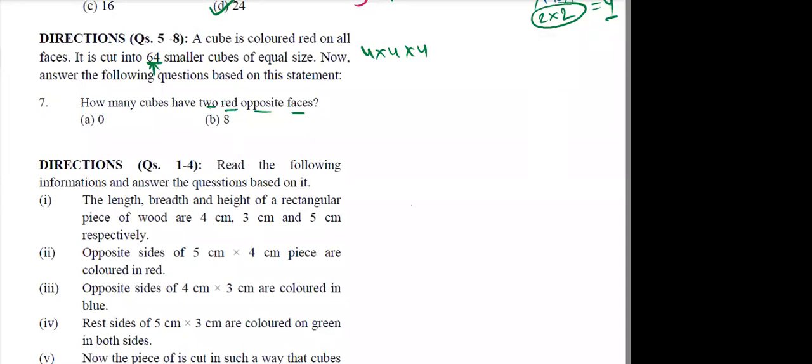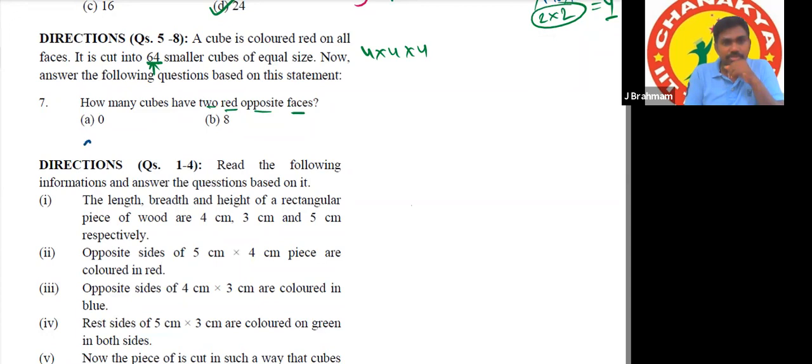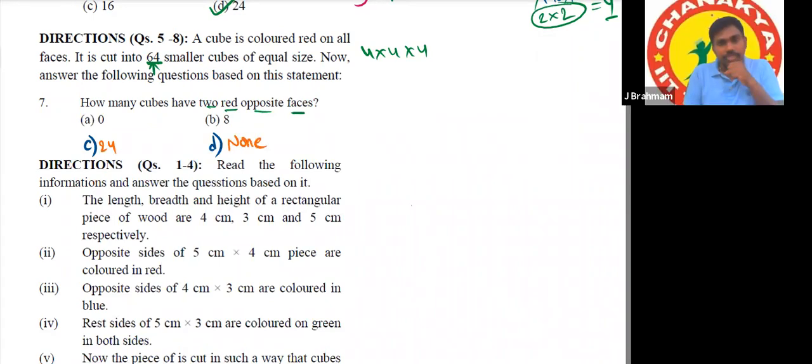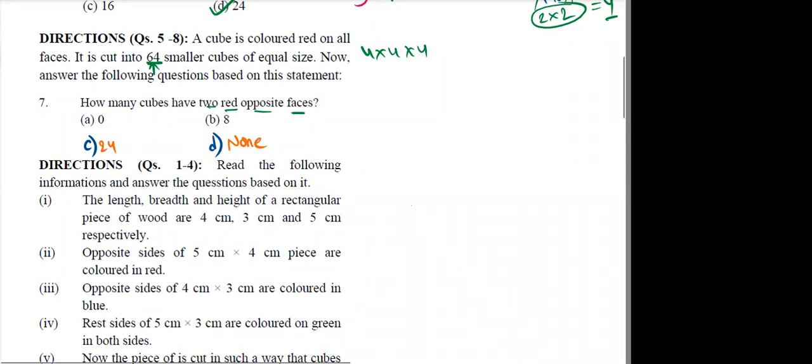So half the edge cubes. Sorry, here options are missing. Option C and option D. 24, and it is none of this. Okay, these are the options. Tell the answer. The answer is 0.